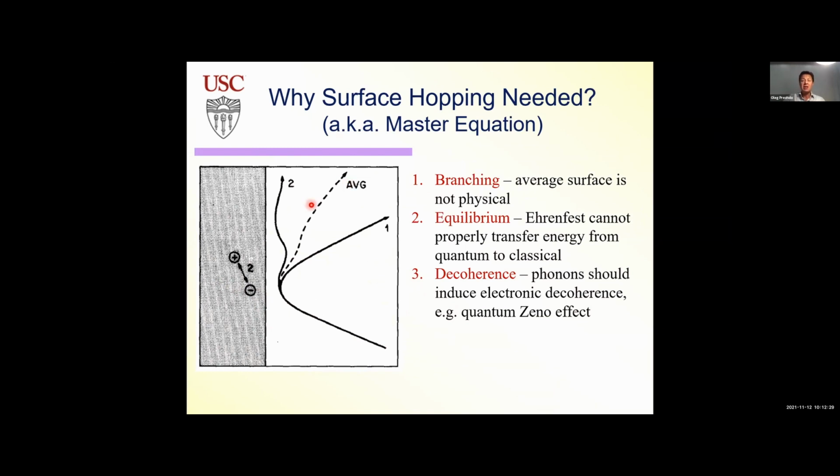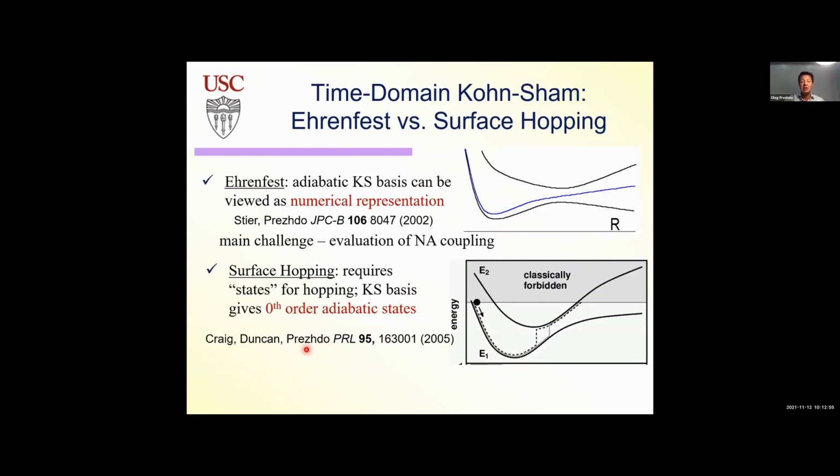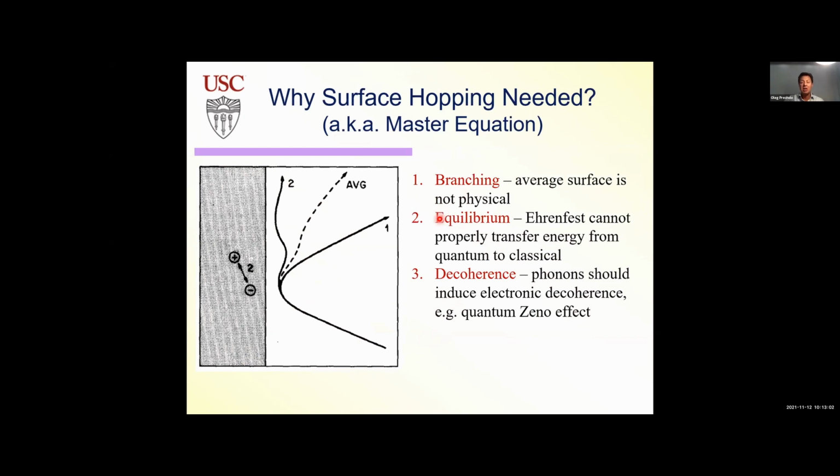The issue is that Ehrenfest has 2 other problems. For example, the Ehrenfest method cannot properly transfer energy from quantum electrons to classical atoms. And if we want to study charge trapping or charge recombination or energy transfer, charge separation, which always compete with energy losses to heat and involve electron-phonon coupling, we cannot do this with Ehrenfest. But surface hopping, and that's how we started to do surface hopping, because Tully showed it right before we published this paper, can achieve detailed balance. It can achieve equilibrium in the long time limit.